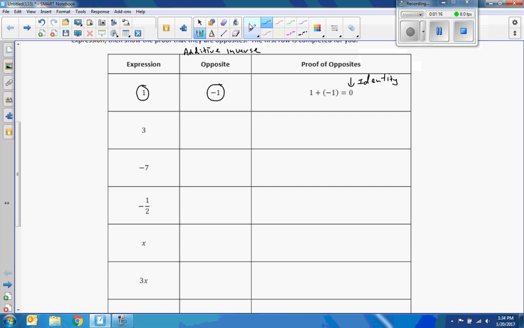So the expression 3, we're going to take the opposite, negative 3. 3 plus negative 3 equals 0. Opposite of negative 7 is positive 7. Negative 7 plus 7 equals 0. Negative 1/2, the opposite is positive 1/2. Negative 1/2 plus 1/2 equals 0.